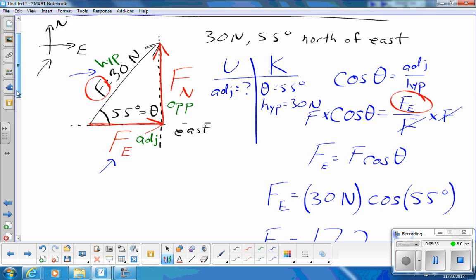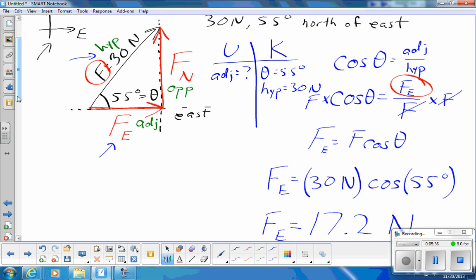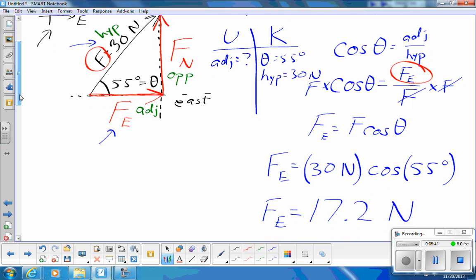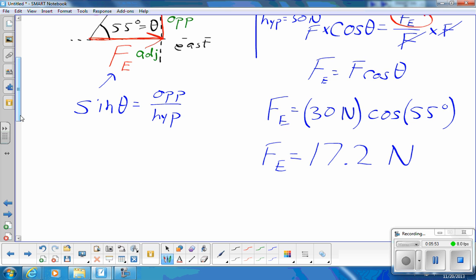To find the other component, at this time I could use the Pythagorean theorem or any of the other trig formulas. I'll use sine, because that's a perfectly good one to use. Sine of theta is opposite over hypotenuse. I'll show you that I don't have to put in the physics terms. I'm looking for the opposite side. So I'm going to solve and do hypotenuse times sine of theta. If you're putting in the physics terms for these, that would be F_N equals F times sine theta. Either one of these would be fine.